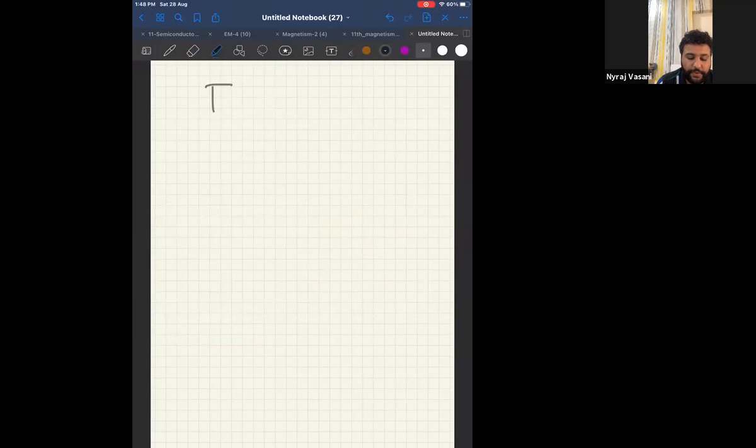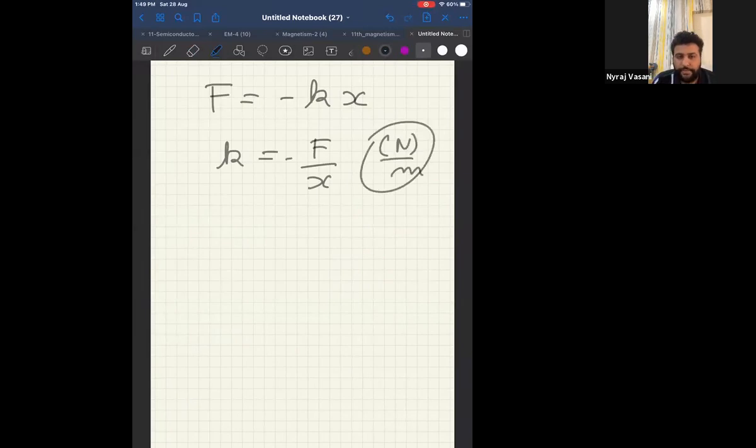F is equal to minus kx. From this formula, can I say k is equal to minus F by x? Correct. Therefore, F is Newton, x is meter. Therefore, the unit of spring constant is Newton per meter.